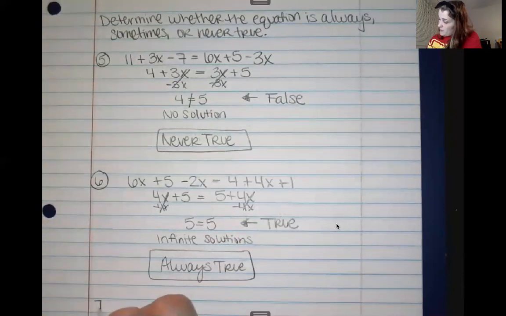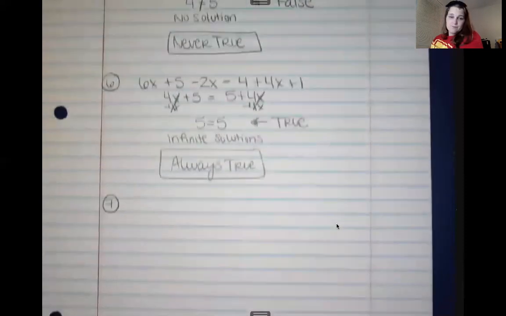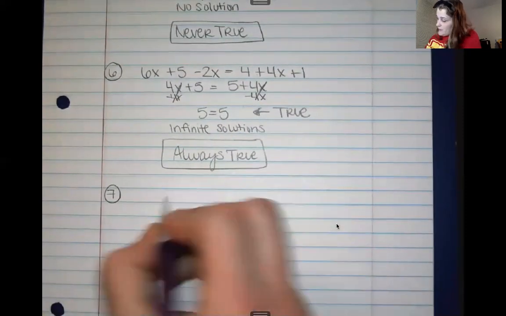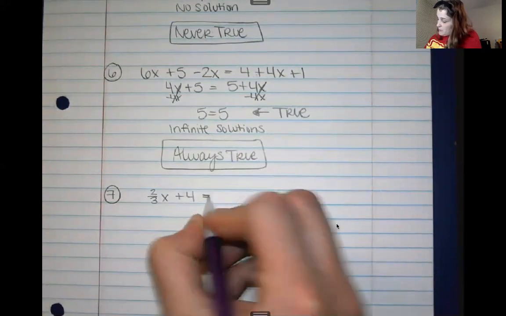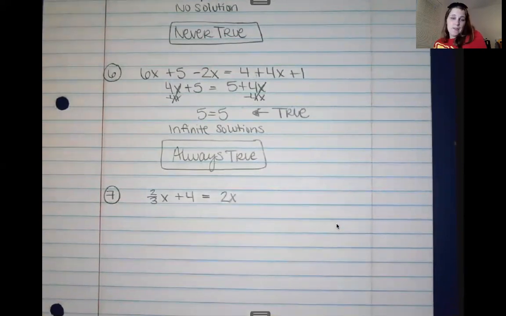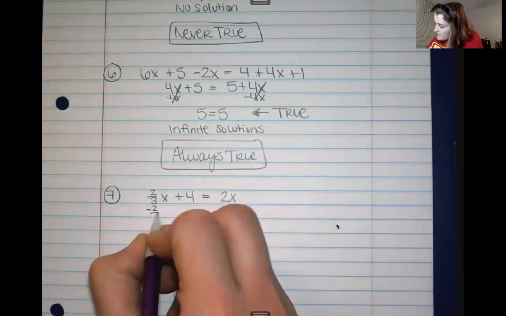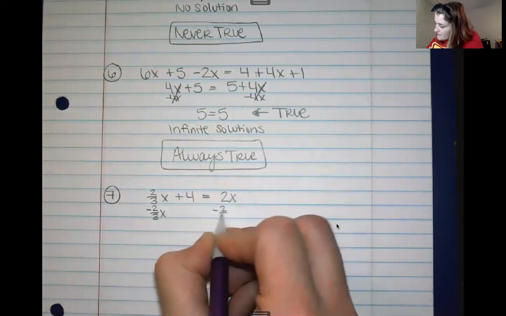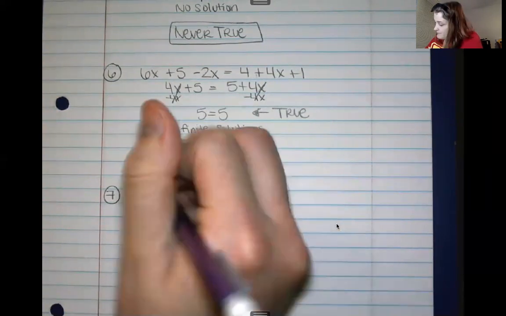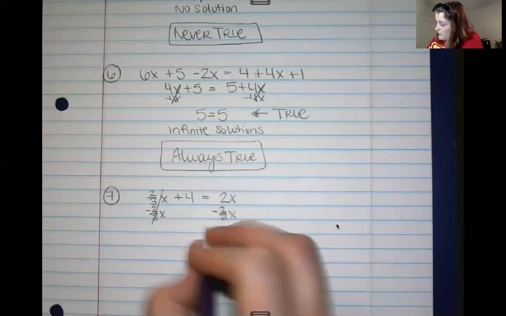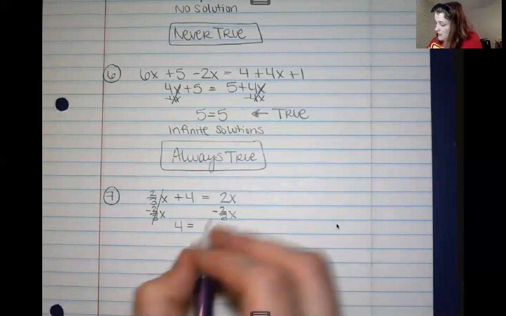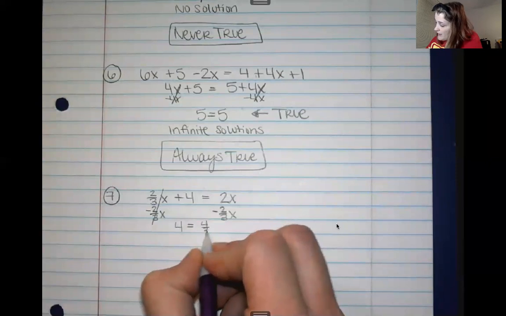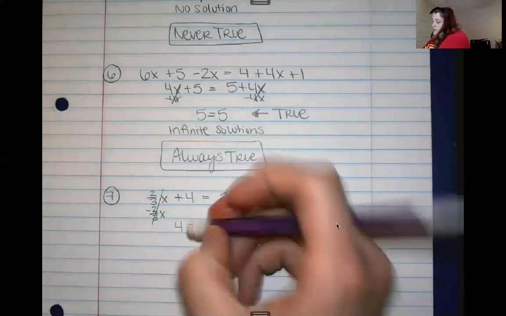Let's proceed to number 7. Okay, number 7, 2/3 x plus 4 equals 2x. Okay, so I'm going to go ahead and subtract my 2/3 x to the right side. So I'm left with 4 equals, okay, 2 minus 2/3 ends up being 4/3 x. Like that.